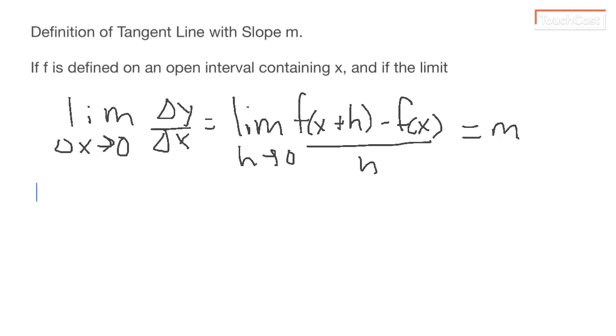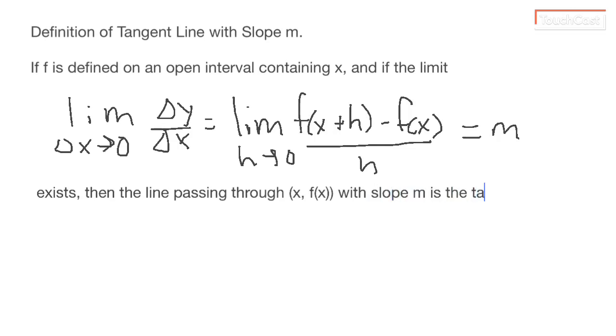So if all of this exists, then the line passing through the point x, f of x, with slope m is the tangent line to the graph of f at the point x, f of x. And that's the definition of a tangent line.